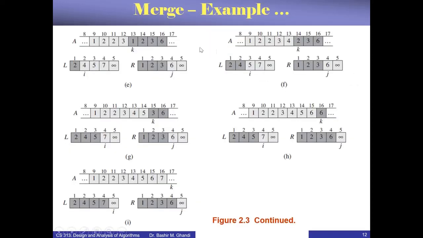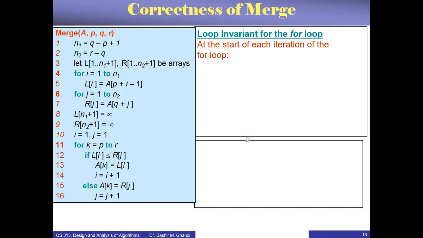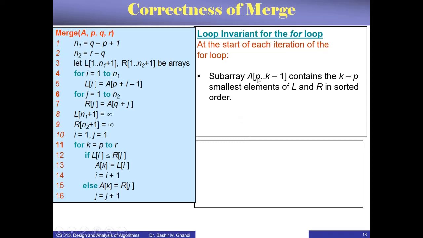Let me just show you. Okay, so you see K is 13, P is 9. So what is 13 minus 9? It's obviously 4. 1, 2, 3, 4. So they contain 4 elements from the two arrays L and R, but they are sorted. Okay, the same thing here. If K is 14, then K minus P, 14 minus 9, will basically give you, again, this time 5, and so on. So that's what we are saying here, that before each iteration, the subarray from P until K minus 1 contains K minus P smallest elements of L and R, but they are in sorted order. I hope this statement is clear.